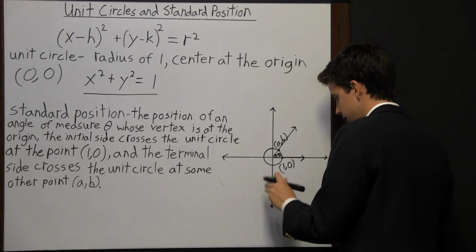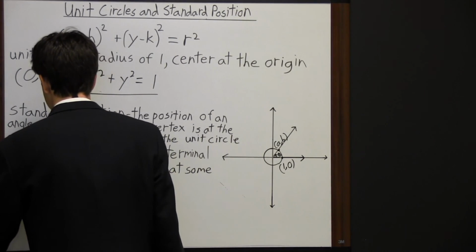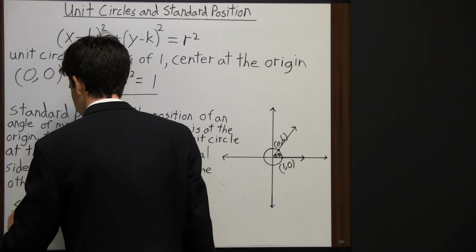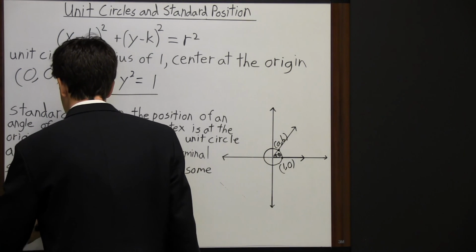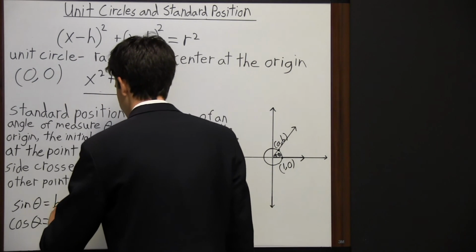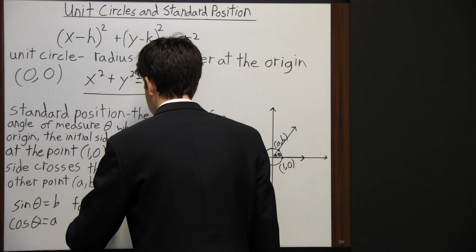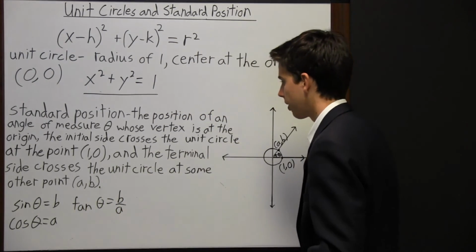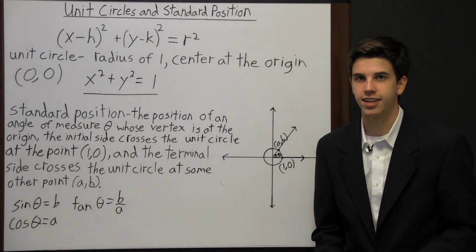Now there's a few things we can conclude from this setup. The sine of the angle measure equals B. The cosine of the angle measure equals A. And then the tangent of the angle measure equals B divided by A. So those are a few things to keep in mind. And so this is a look at unit circles and standard position.